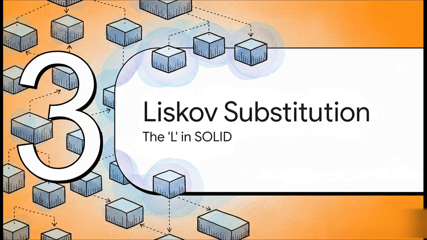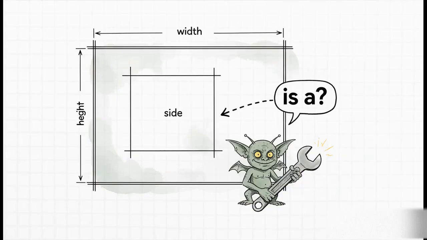So now we can extend our code safely. But how do we make sure those new extensions don't cause bizarre, unexpected problems? That leads us straight to L, the Liskov substitution principle. Now, this one sounds a little academic, I know, but it's really just about making sure our code behaves exactly how we expect it to. Here's the classic example you always hear about.